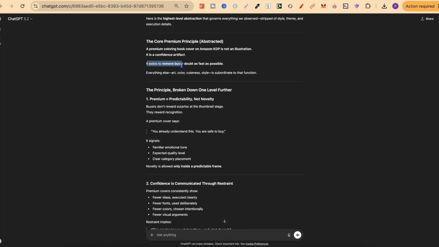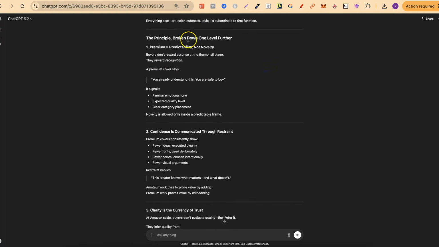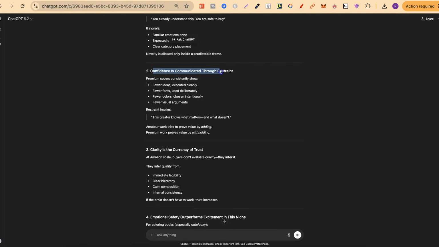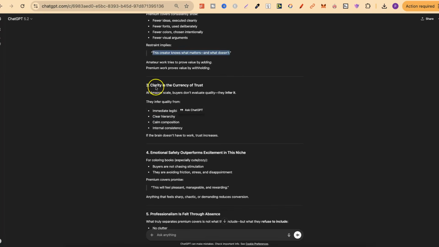It exists to remove buyer doubt as fast as possible. Everything else, art, colour, cuteness, style, is subordinate to that function. Now, the principle broken down one level further. Premium equals predictability, not novelty. Confidence is communicated through restraint, which implies that this creator knows what matters and what doesn't, and clarity is the currency of trust. At Amazon's scale, buyers don't evaluate quality, they infer it.